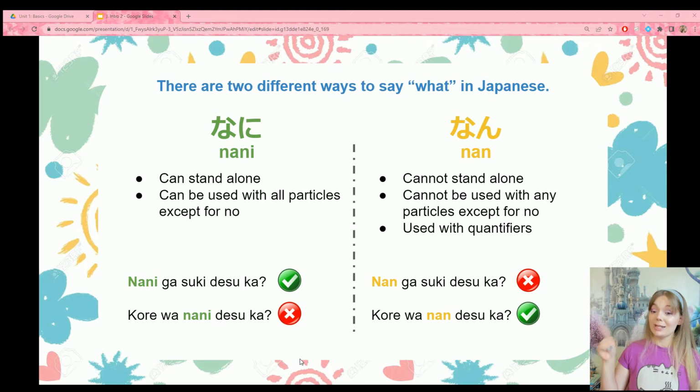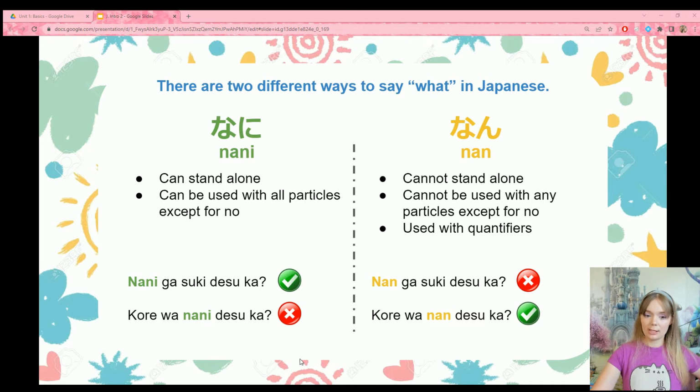So first up we have nani, which can stand alone, and it can be used with all of the particles except for no. It cannot be used with no. Then we have nan. Nan cannot stand alone, and it cannot be used with particles except for no. It can be used with no. And nan is used with quantifiers. Anytime we are counting something or measuring something, we are going to use nan. For example, how old are you is nan sai.